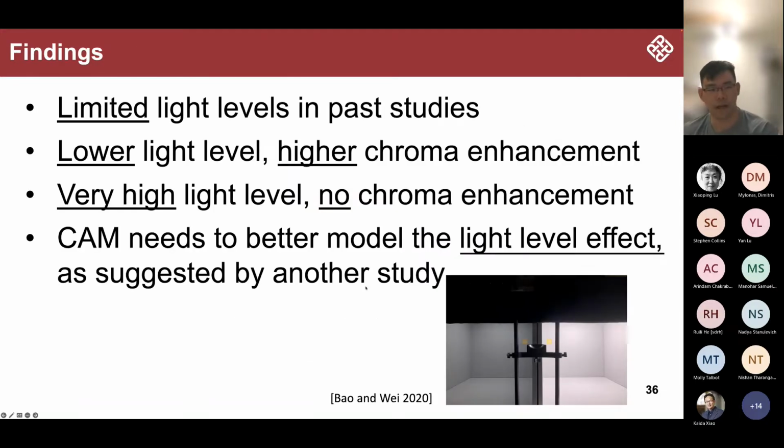Based on this experiment, we find that in past studies we only had very limited light levels. Typically we only look at 200 lux to 500 lux for typical interior applications. But at a much lower light level, human beings prefer a higher chroma enhancement. On the other hand, at very high light levels, we don't want any chroma enhancement. And this is talking about the daylight condition.